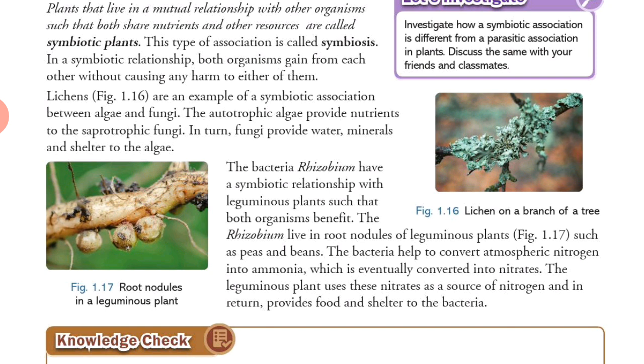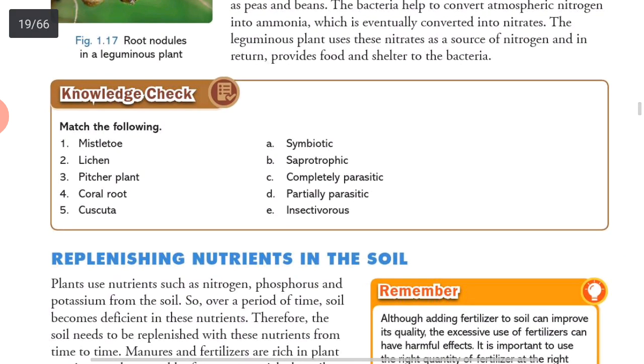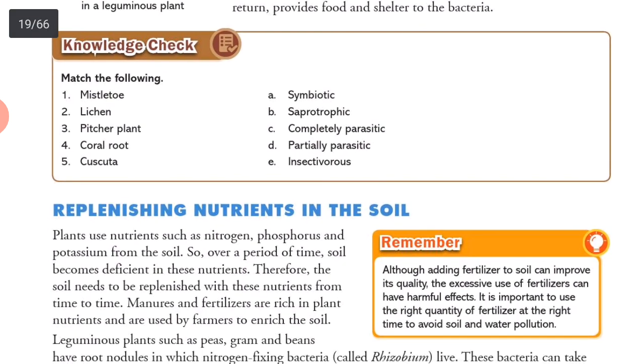Let's check out what we learned till now. Match the following. We have studied this, so how will we match them with each other? Mistletoe, lichen, pitcher plant, coral root, cuscuta. Find out the relationship. What we studied today, we can easily match.